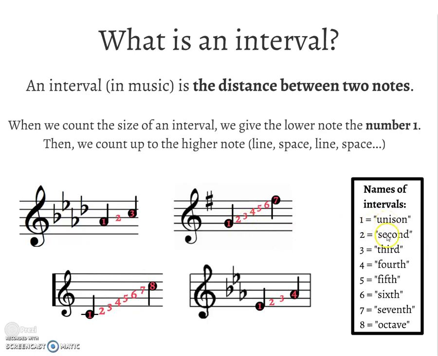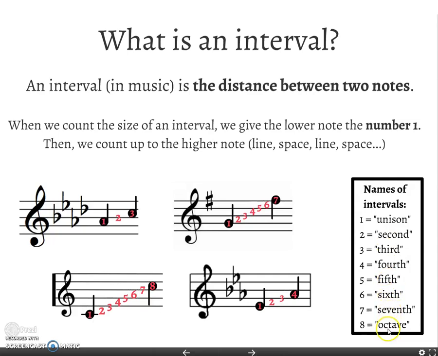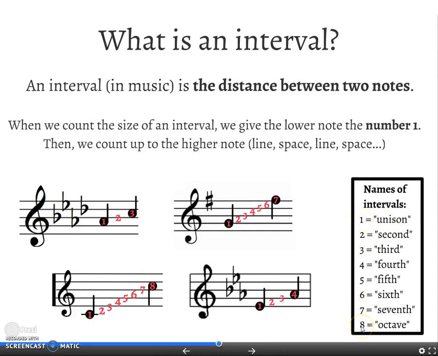A distance of 2 is a second. A distance of 3 is a third. 4 is a fourth. 5 is a fifth. 6 is a sixth. 7 is a seventh. And 8 is an octave. So the only ones with funny names are the 1 and the 8. 1 is unison, not first. 8 is octave, not eighth.